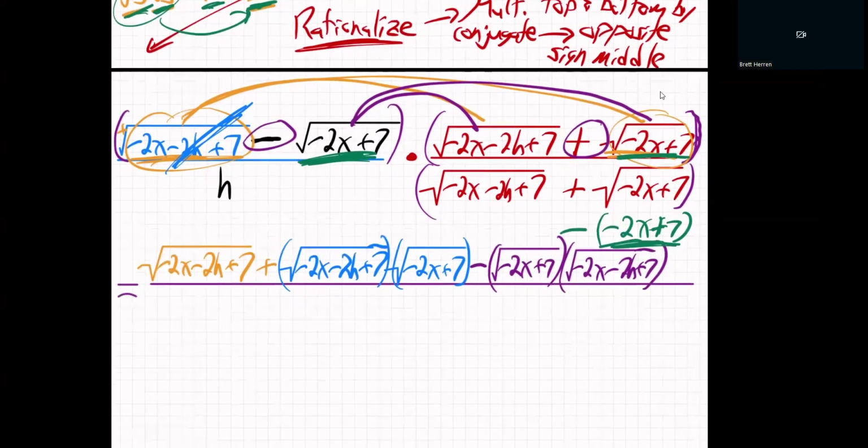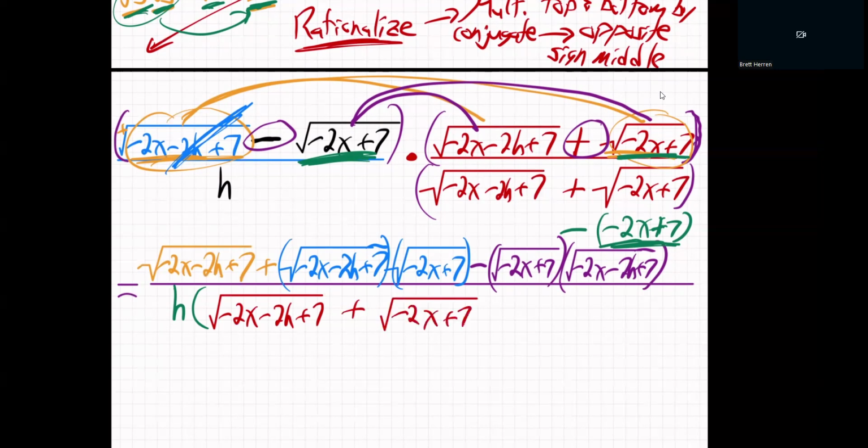Now, on the bottom, don't multiply anything. I mean, just leave it be, just because I know it's going to end up nicer that way. Let me show you. It's the root of minus 2x minus 2h plus 7 plus the root of minus 2x plus 7. Okay, there we go. Is that good?